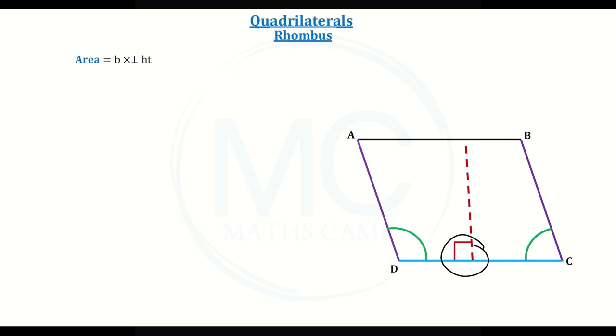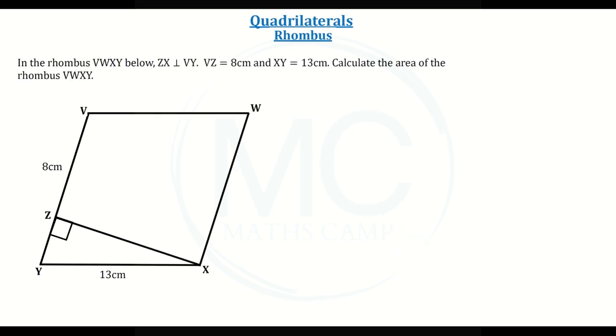To better explain how we find the area of a rhombus, let's look at an example. In the rhombus VWXY below, ZX is perpendicular to VY, VZ is 8 centimeters, and XY is 13 centimeters. Calculate the area of the rhombus VWXY. To find the area, we're going to use the formula area is equal to base multiplied by perpendicular height. The first thing we need to do is find our 90-degree angle. So let's make it red.